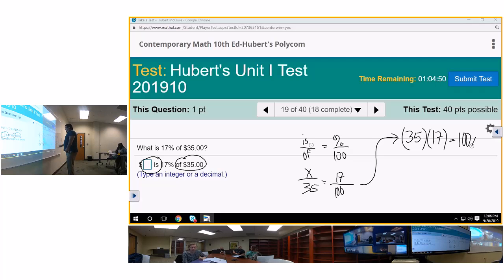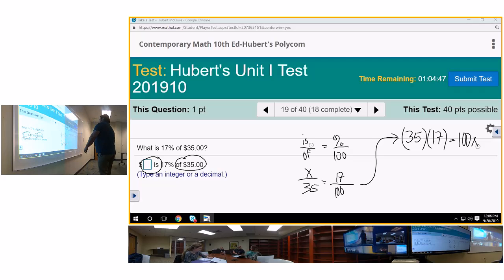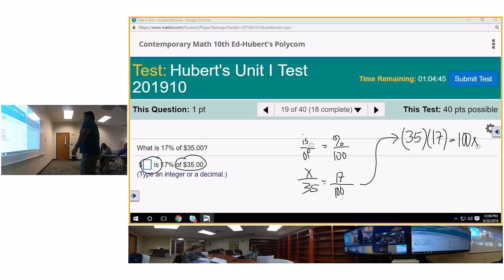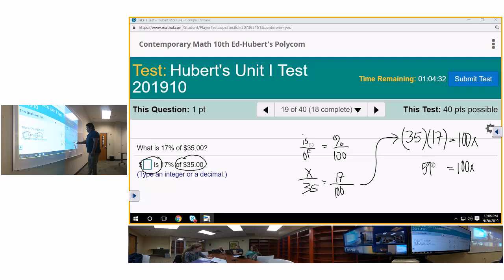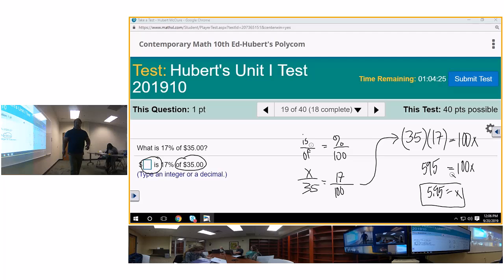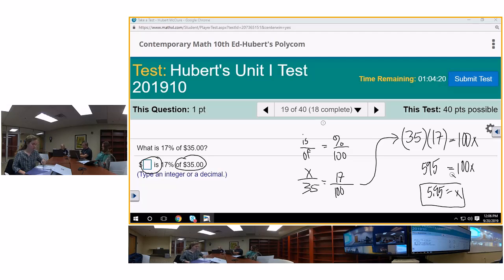No. All right, what's 35 times 17? Hold on. 595. Oh, well, I was going to do it, but okay. 100x is equal to what? 595. That's 5.95 is equal to x. That's if y'all told me the right answers. So 595.